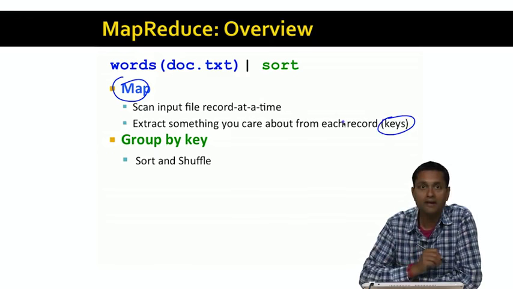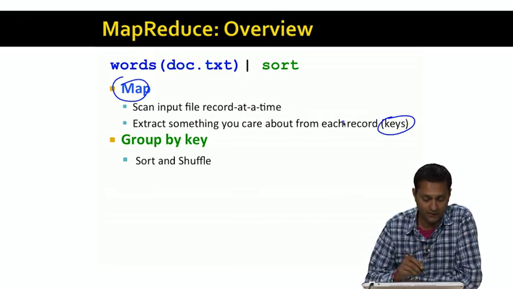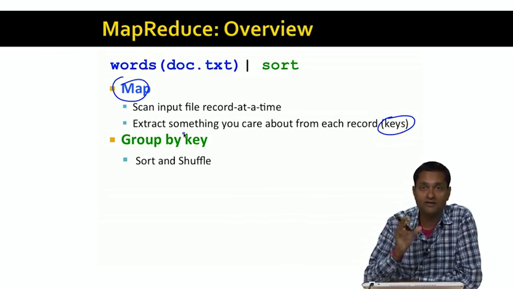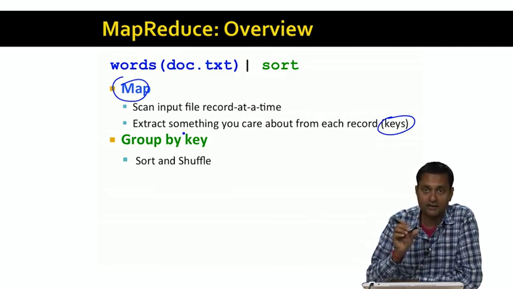The second step is to group by key. This is what the sort step was doing. It grouped all the keys with the same value together.